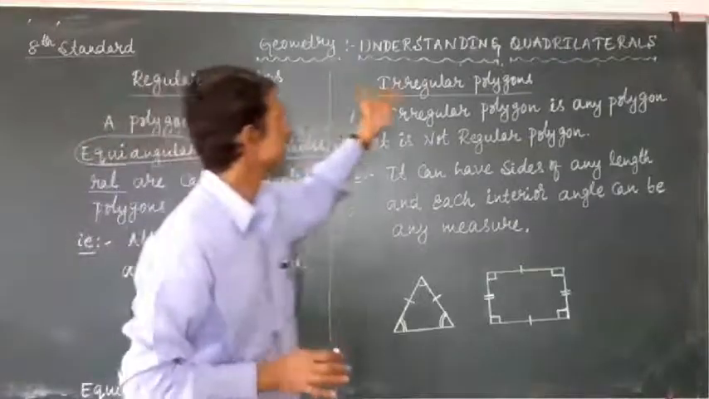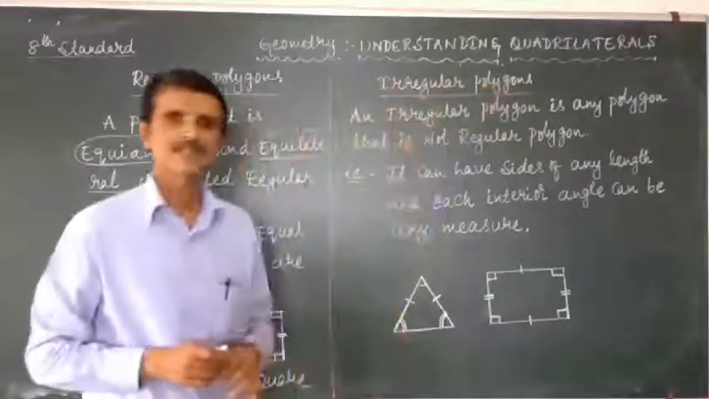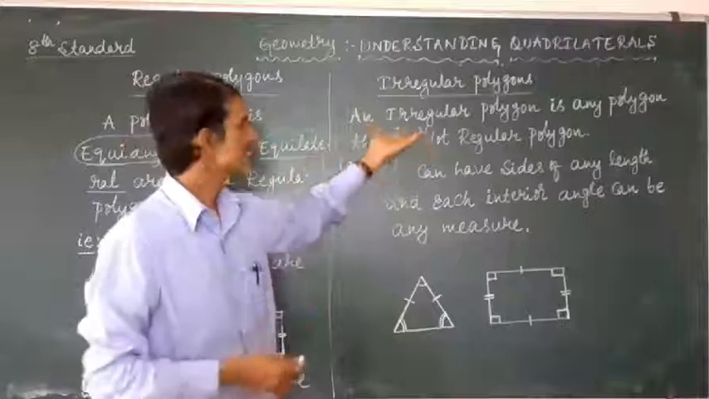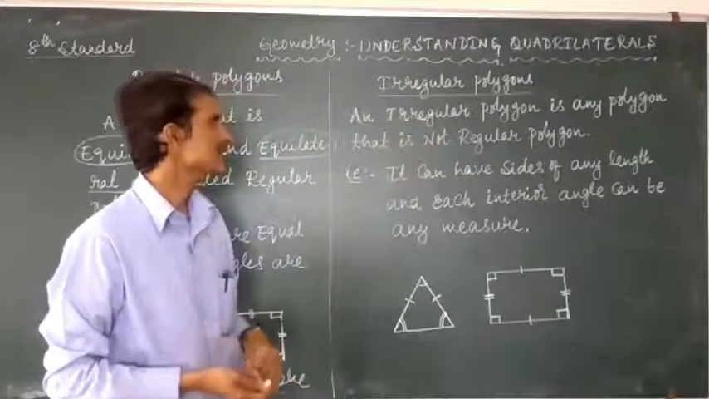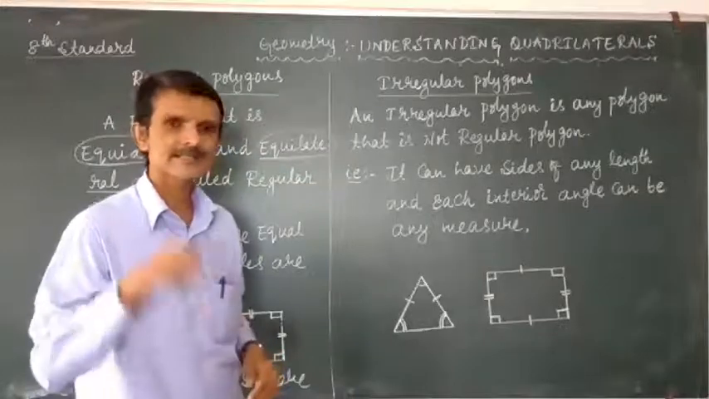So coming to the irregular polygons. The name itself says that it is an irregular polygon. That means it is not a regular polygon.